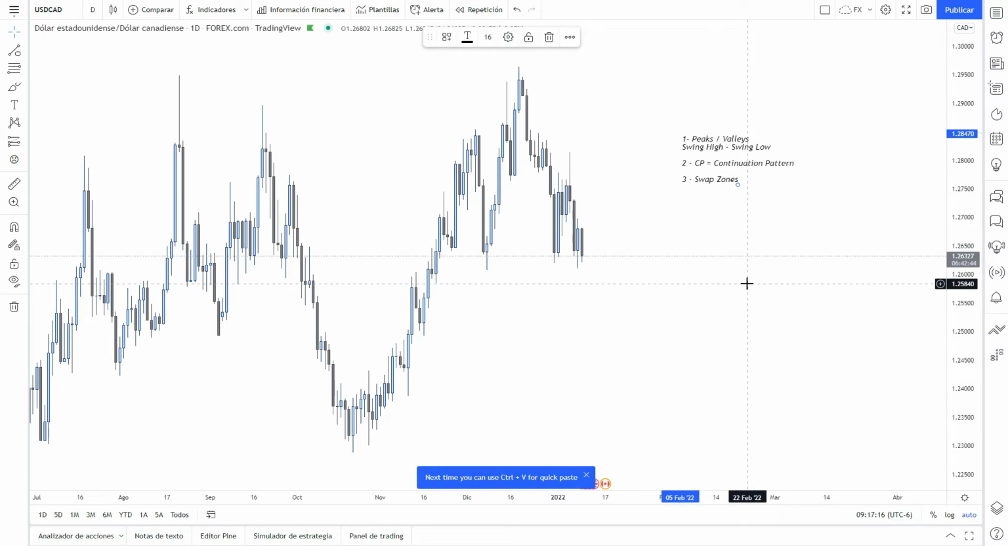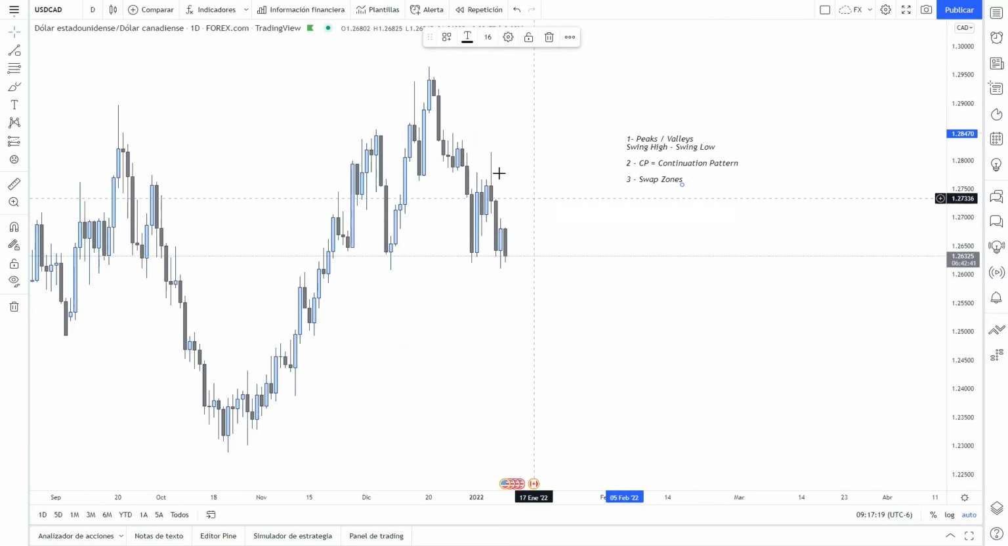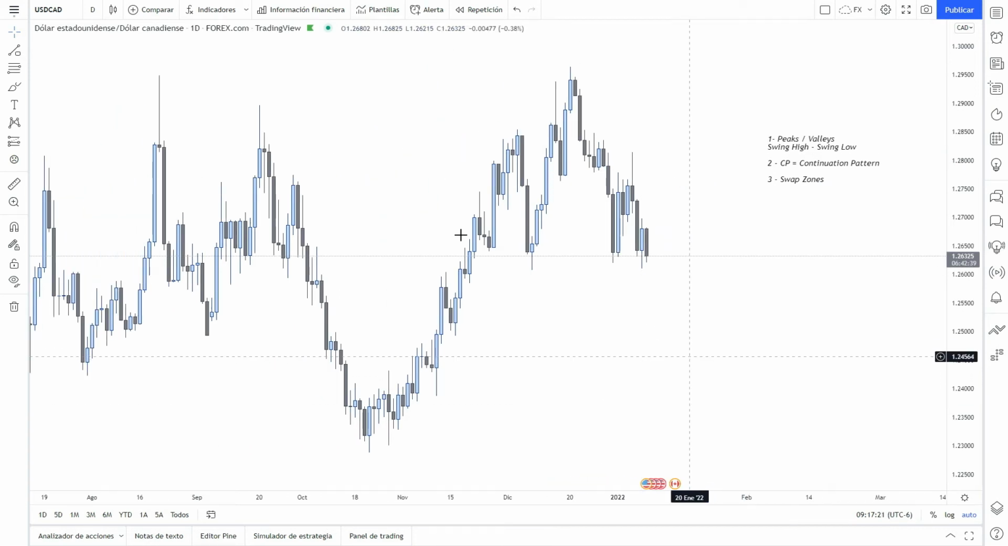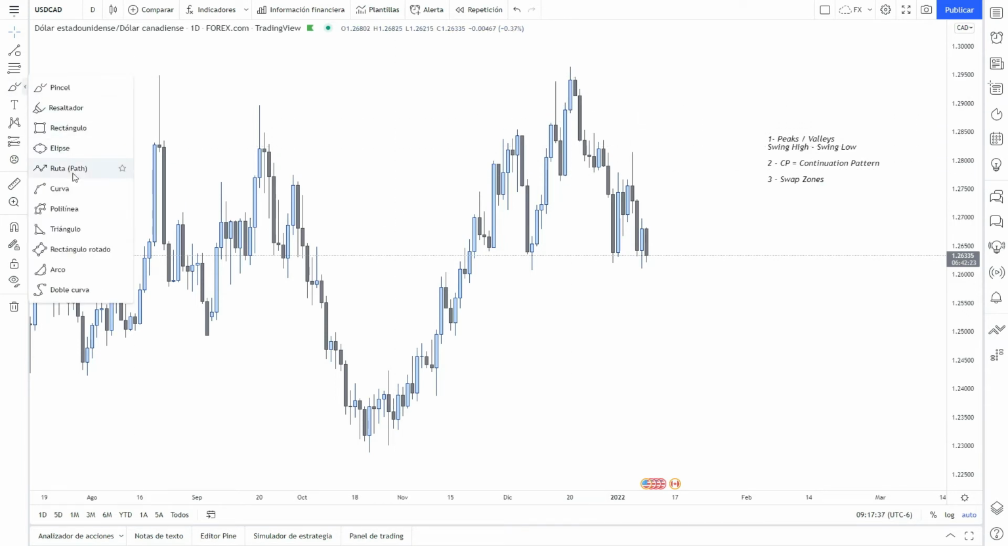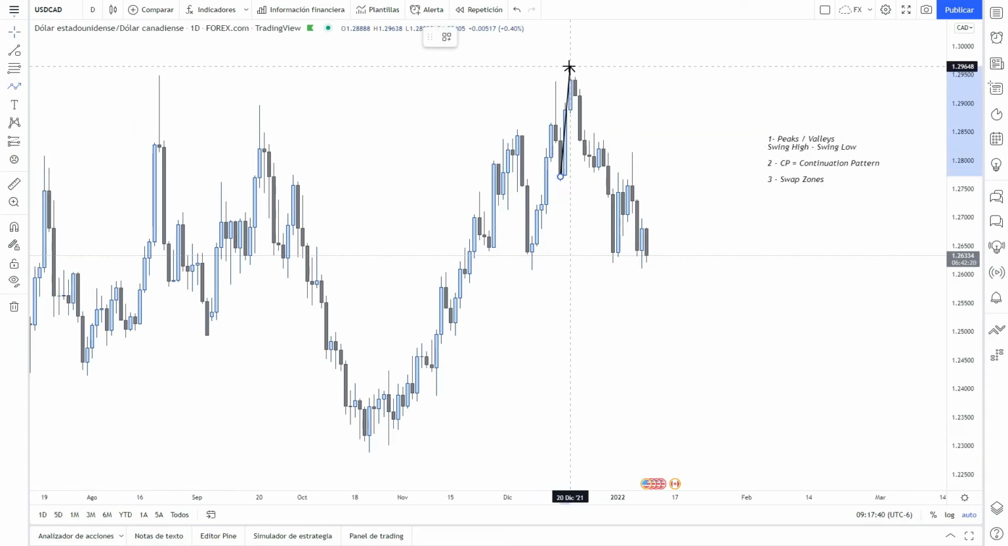And how can we identify them? First, let's check USD CAD. This is a USD CAD chart on the daily, and we have two of them at the same time. First, let's identify our peak or valley. Our peak is this. This is our peak. It looks like the letter A, all right? And we have our valley, which looks like a V, like this. This is a peak, this is a valley.